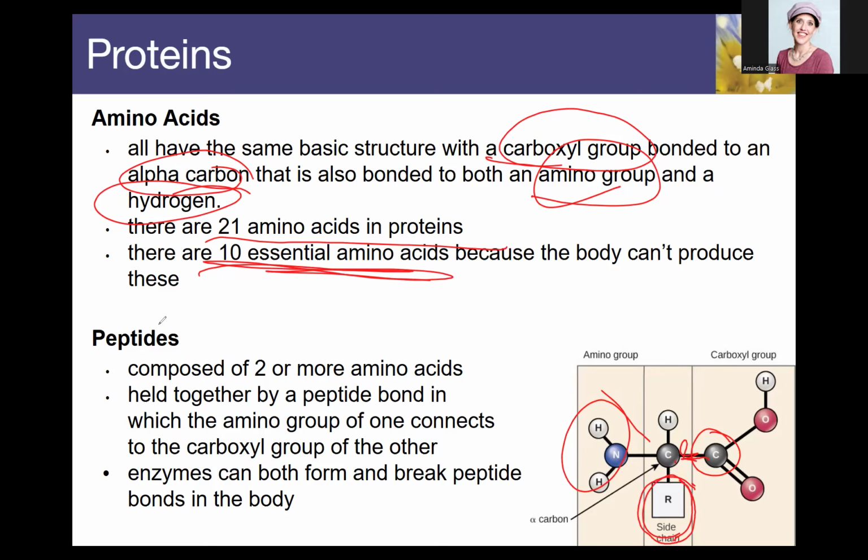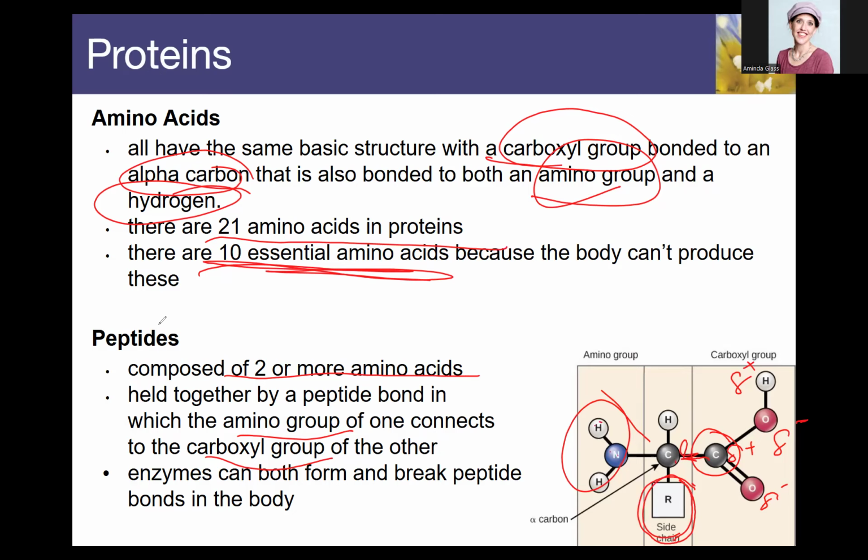Now, peptides are composed of two or more amino acids, and they're held together by a peptide bond, where the amino group of one connects to the carboxyl group of the other. Because remember, you have the dipoles here. That's going to be positive. That's negative. Then you have that negative dipole and this positive pole here.